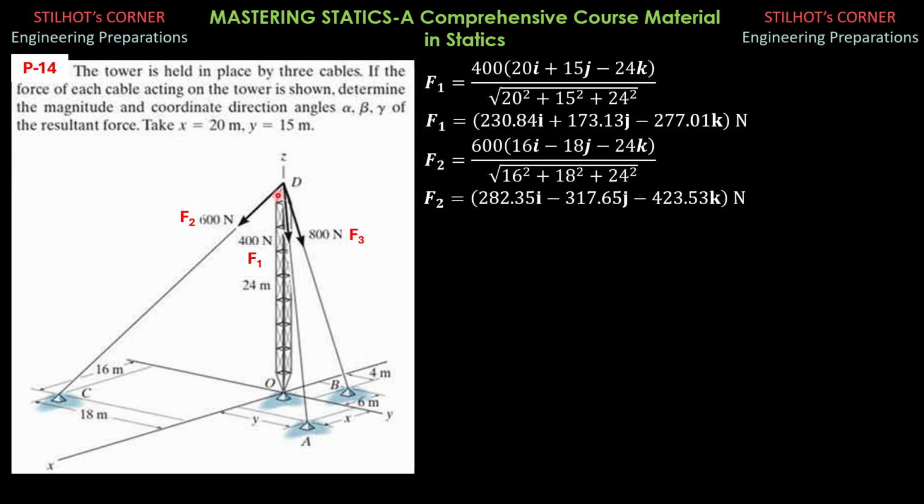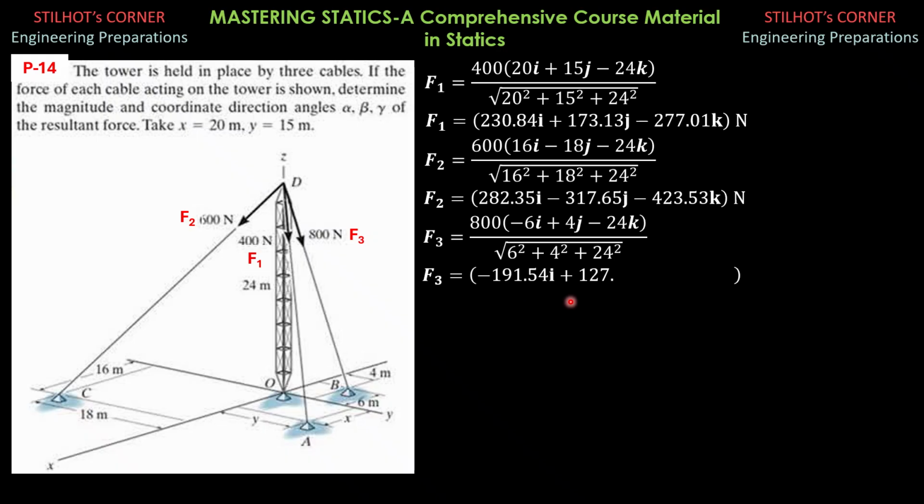Then F3 is going down, rightward, and backward. So F3 is 800 times quantity negative 6i plus 4j, then minus 24k divided by square root of 6 square plus 4 square plus 24 square. Simplifying, F3 is negative 191.34i plus 127.69j minus 766.16k. So the resultant in vector form is vector F1 plus vector F2 plus vector F3.